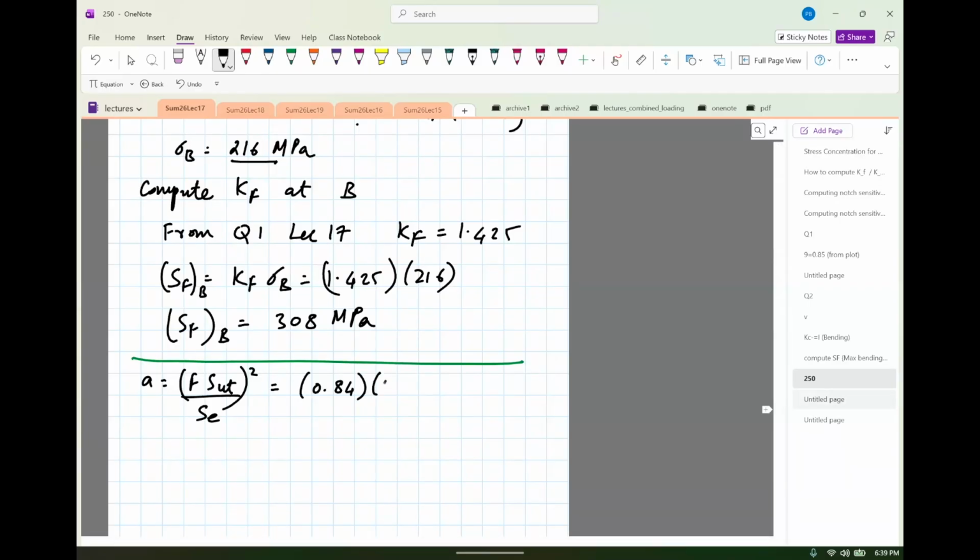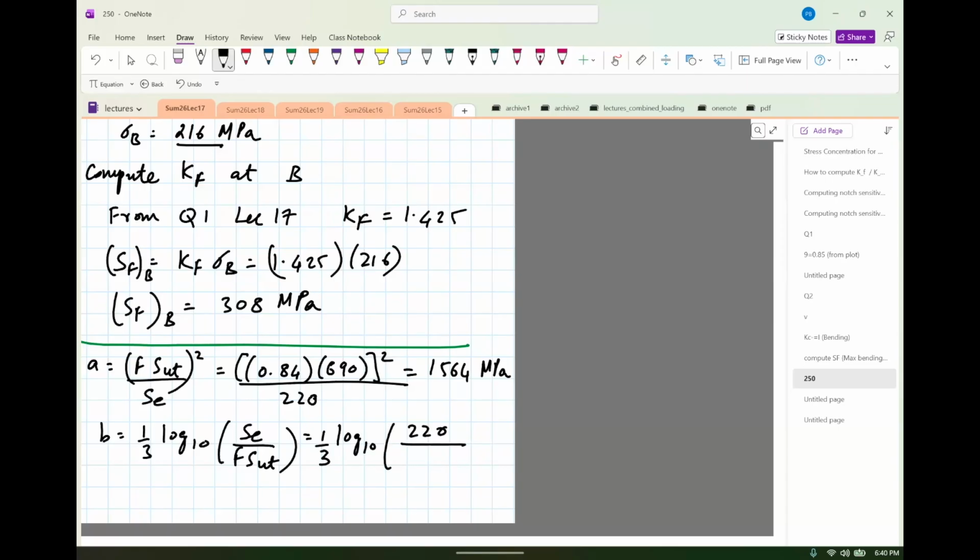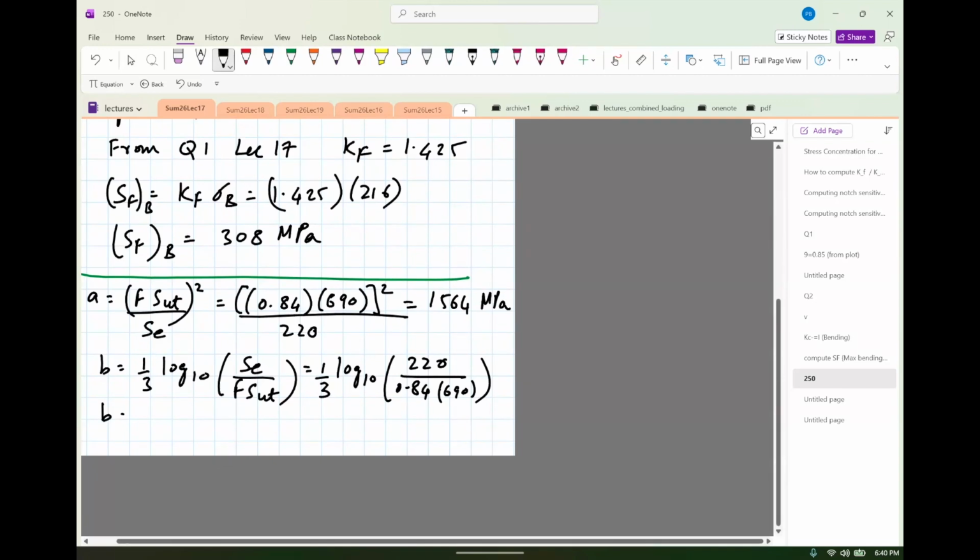0.84, SUT is 690, divided by SE, which is 220. This comes out to be 1564 megapascals. And then B is 1/3 log to the base 10 of SE divided by F times SUT. SE is 220, F is 0.84, and SUT is 690. So B comes out to be minus 0.142.